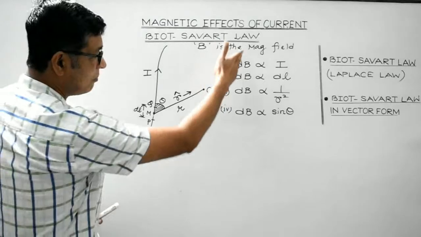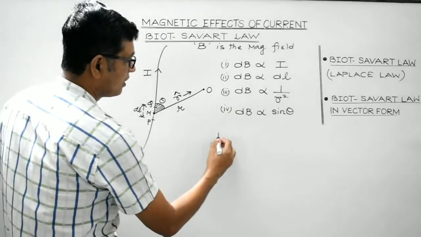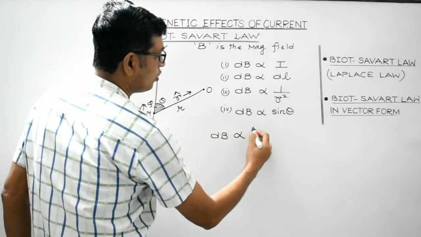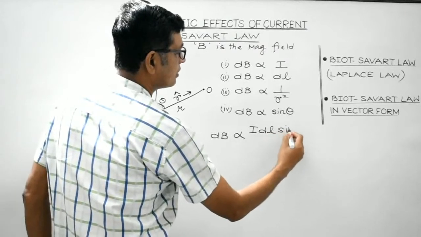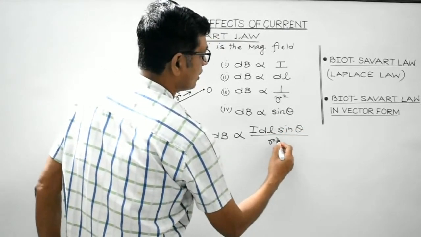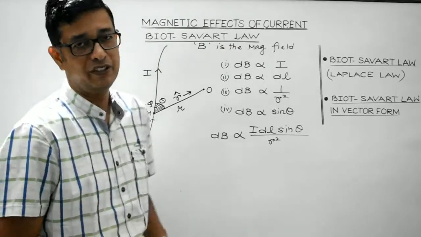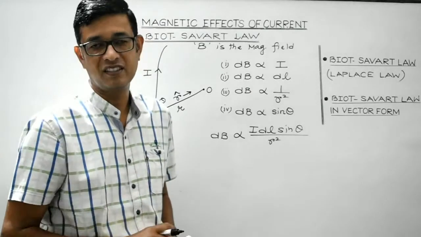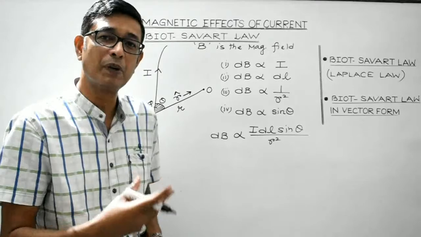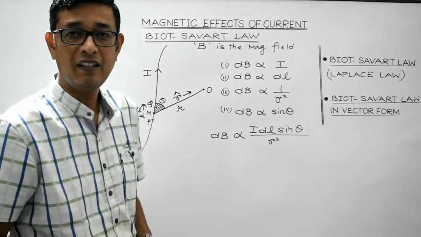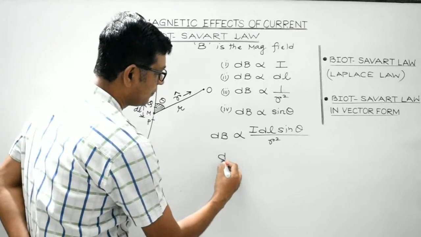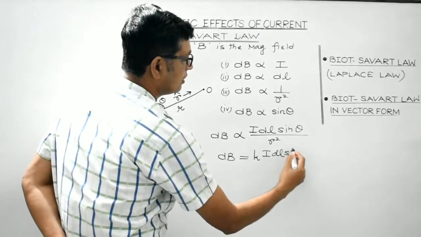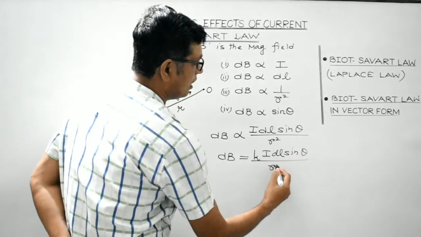Right? So, combining these four, what we get is dB. It is the small magnetic field due to the small elementary portion. It will be I dl sine theta divided by r square. Now students, as we are aware, in order to eliminate this proportionality sign, we need to introduce some constant, and that constant is known as constant of proportionality. Right? Let us represent it by k, small letter k. So what we get is dB is equal to k I dl sine theta divided by r square.